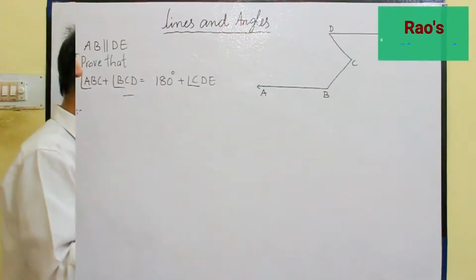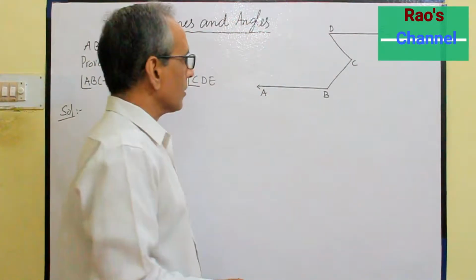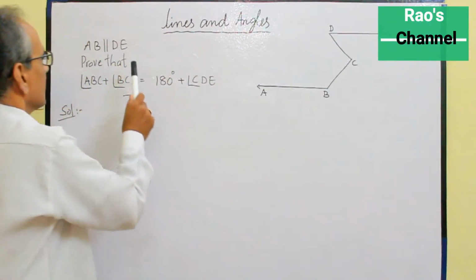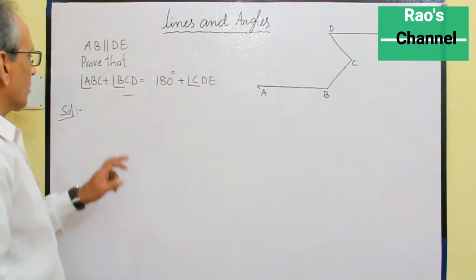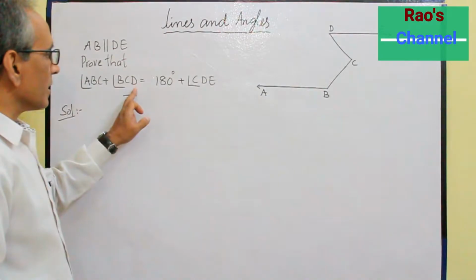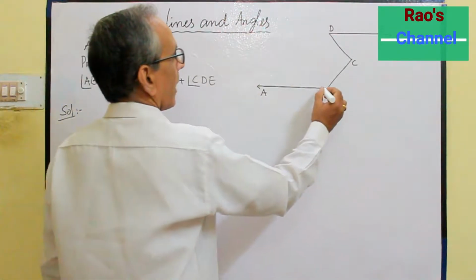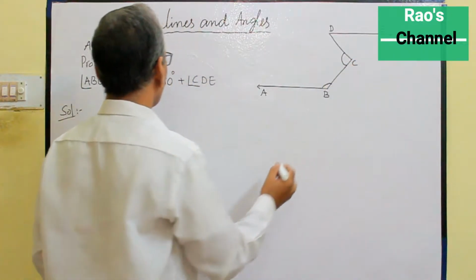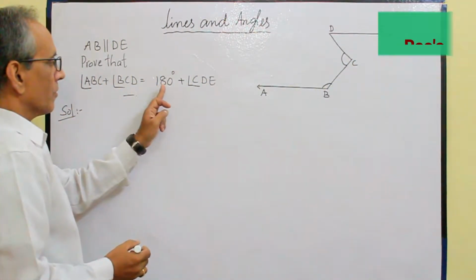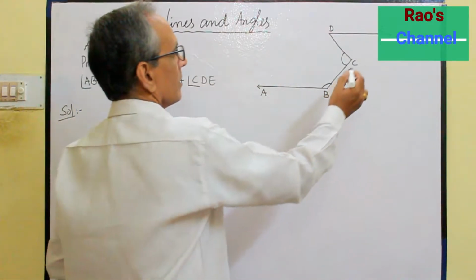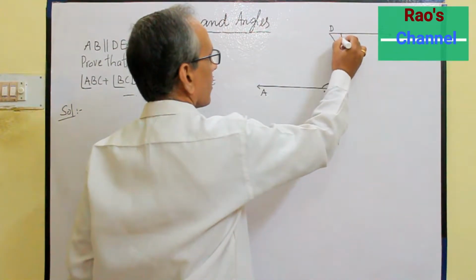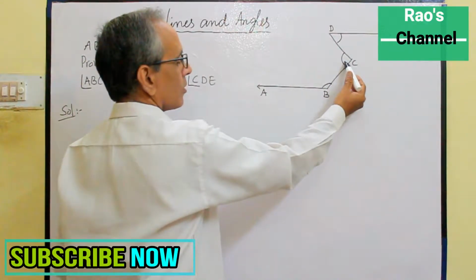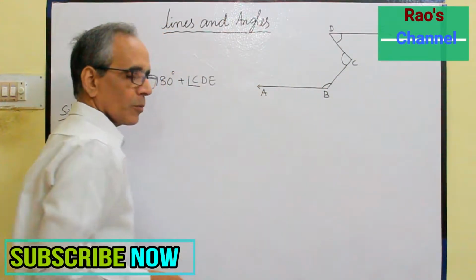And one more question. In this question, we have a pair of lines, AB is parallel to CD. You have to prove that angle ABC plus angle BCD is 180 plus angle CDE. The sum of these two angles must be equal to 180 plus this, we have to show.